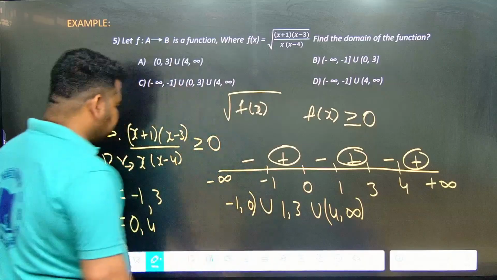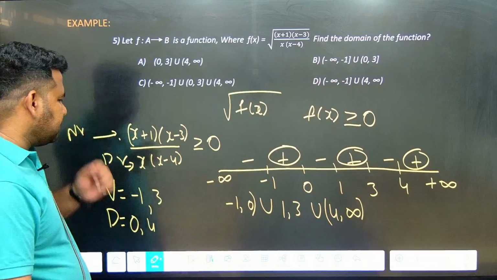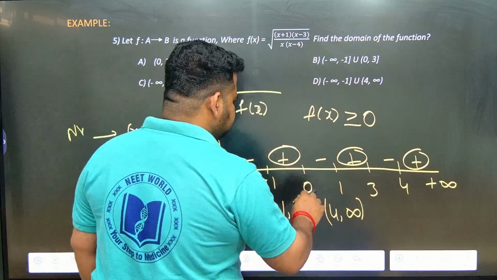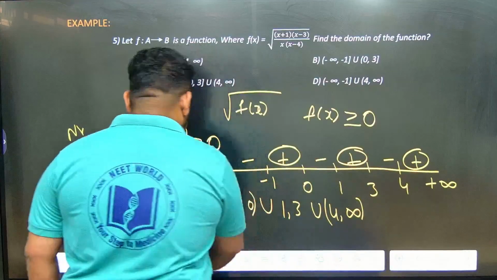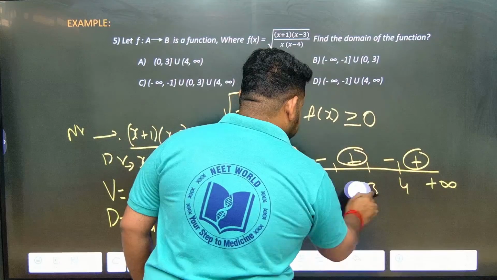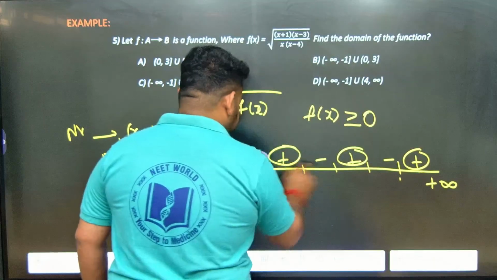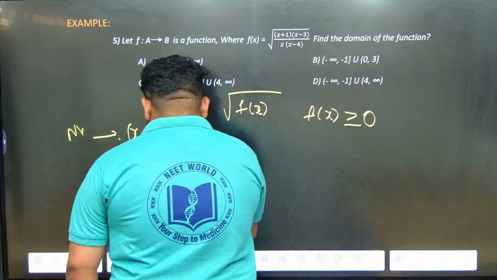Now let us look at the vanishing points. Vanishing points are 1 and what else? Actually here we have made a mistake. Observe carefully. There is no 1 here. Let us write it again, because there is no 1. There is only minus 1.